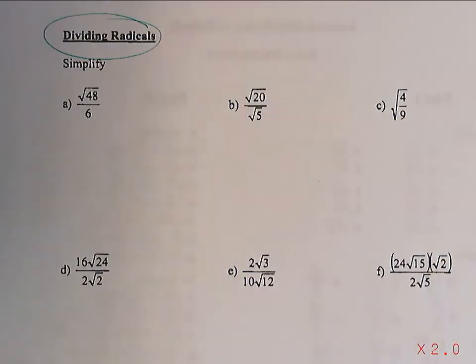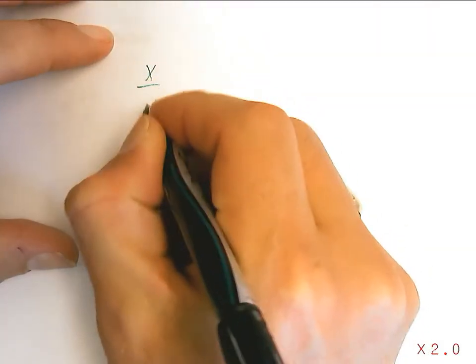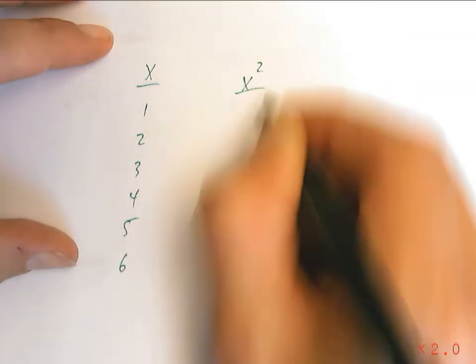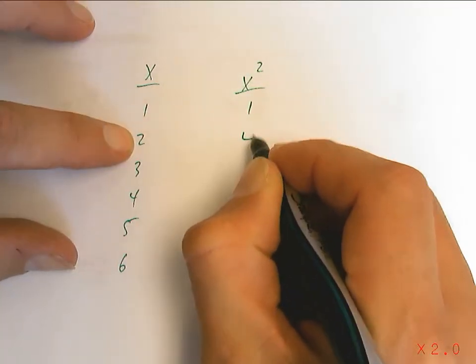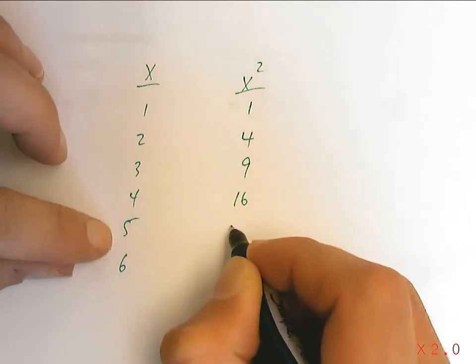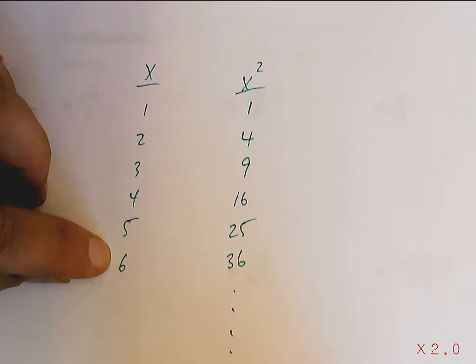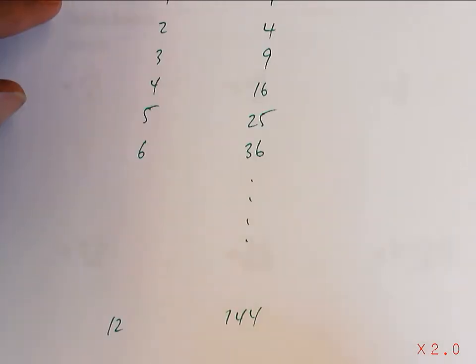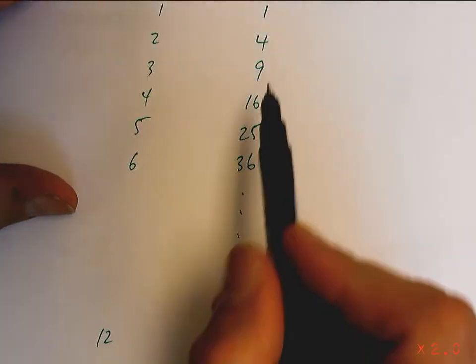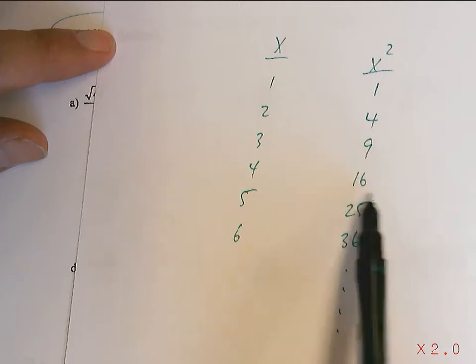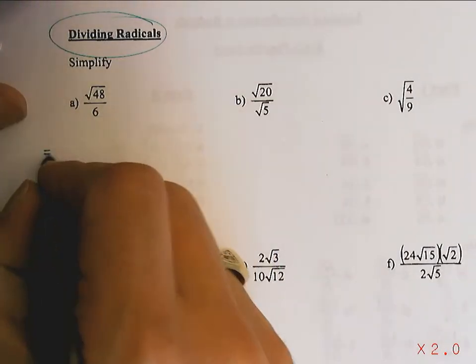Remember we talked about what the perfect squares were, and we can build them if we need to. 1, 2, 3, 4, 5, 6, and if you want to talk about the squares, 1 squared is 1, then 4, 9, 16, 25, 36, etc., up to 144. You should know all of those. So I started off with looking at 48, and I said, I wonder what goes into that. I tried 9. It didn't go in evenly, but 16 did, so I'm feeling fairly confident about that.